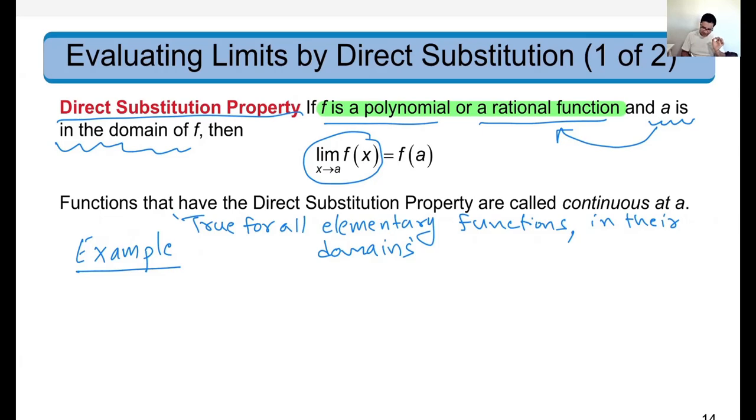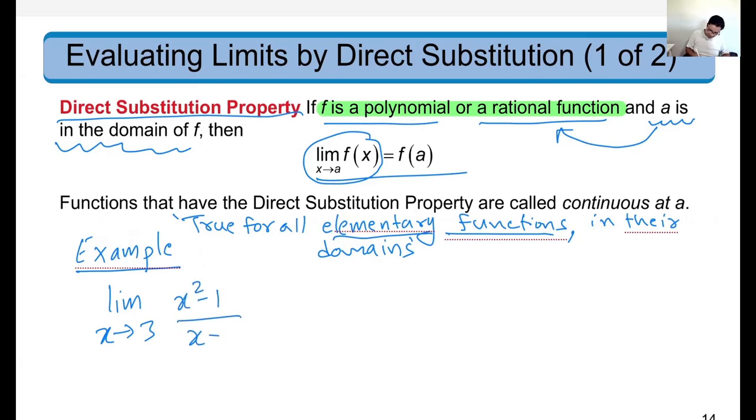What are elementary functions? Polynomial functions, rational functions. Later we will see some trigonometric functions, the root functions. Okay, the functions which we call continuous in that domain. There is no hole basically, or there is no jump as long as they are in the domain. Okay, you can directly substitute. So here is an example. If I were to evaluate the limit as x approaches 3 of the function x square minus 1 over x minus 1.